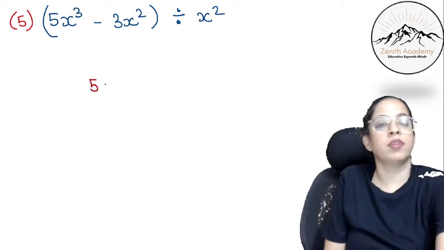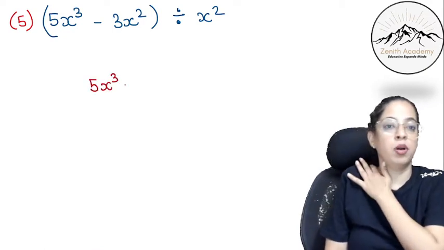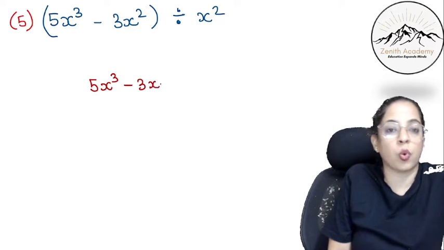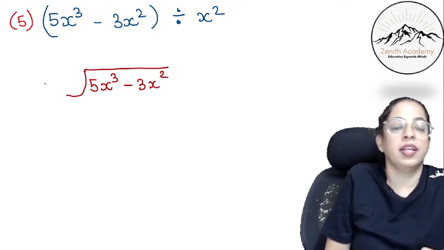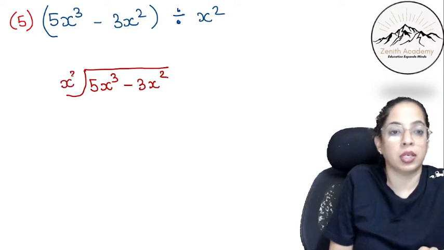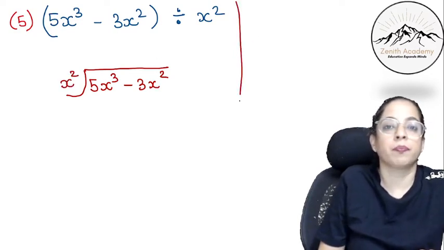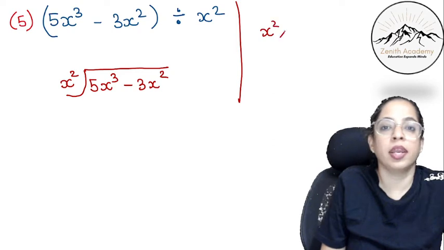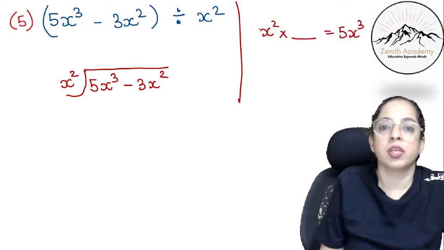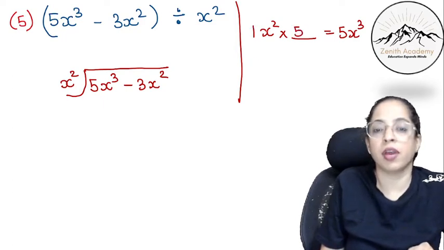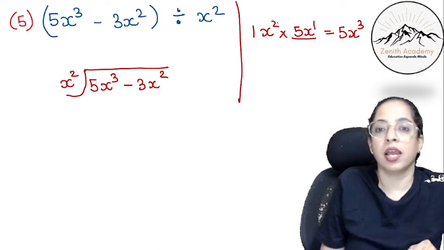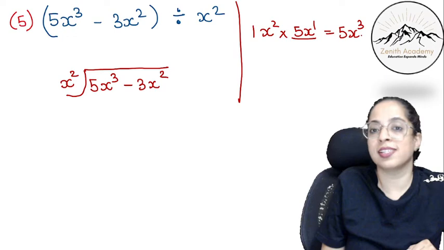So we have now 5x cube minus 3x square. This is a binomial getting divided by a monomial. So see here, x square into what will give you 5x cube? See, if there is nothing, then it is 1. So 1 into 5 will give you 5. X square into x will give you x cube, isn't it?